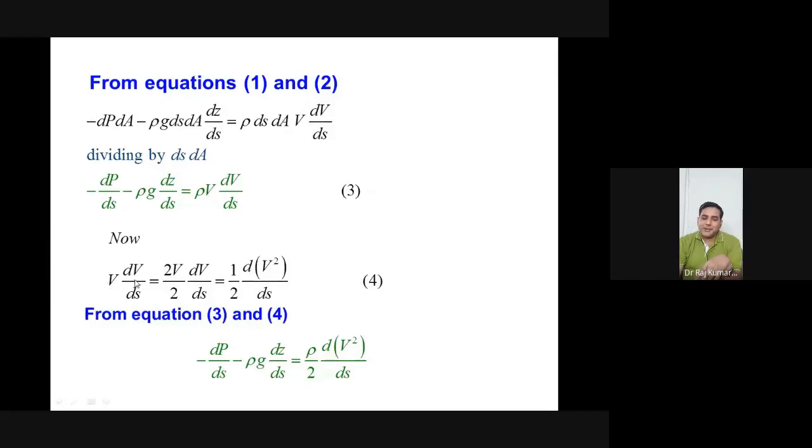Here I have v dv upon ds. I just multiply 2 up and down, and then I got 2v here. So 2v I can get if I have v square inside the bracket, right? So I got this, half dv square upon ds. Now from 3 and 4, substitute them. I'm getting this equation now: minus dP upon ds minus rho g dz upon ds and rho dv square upon ds. So everywhere you have ds. Yes or no? Yes, sir.